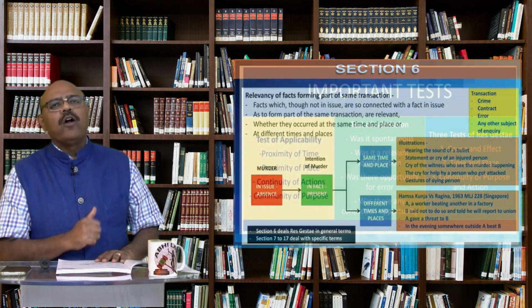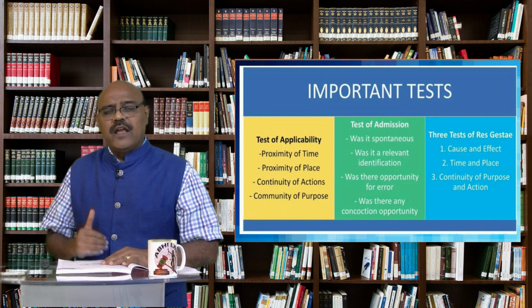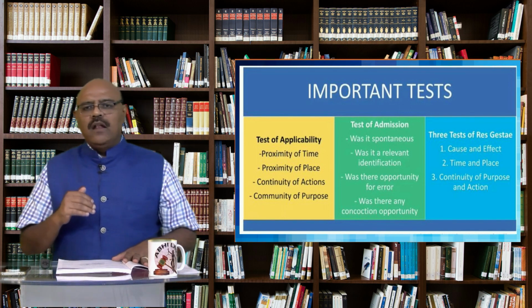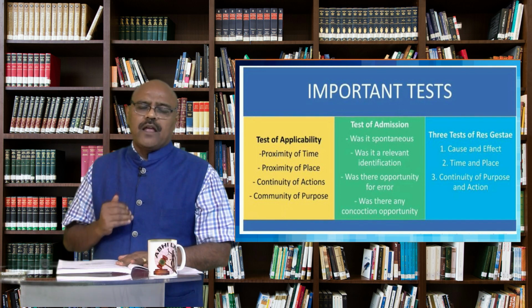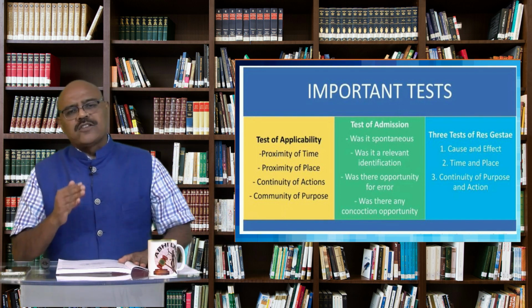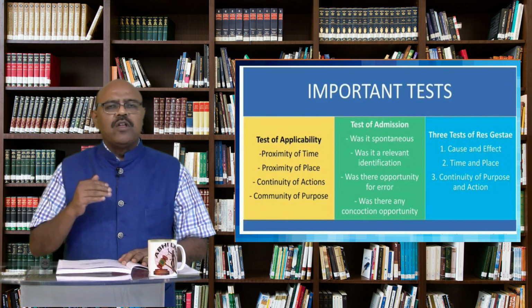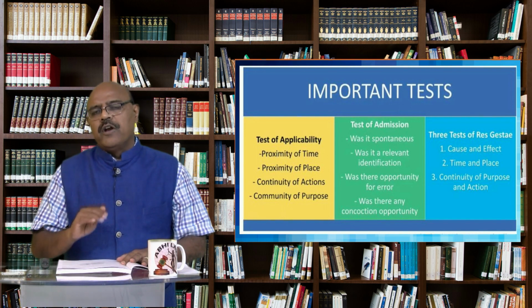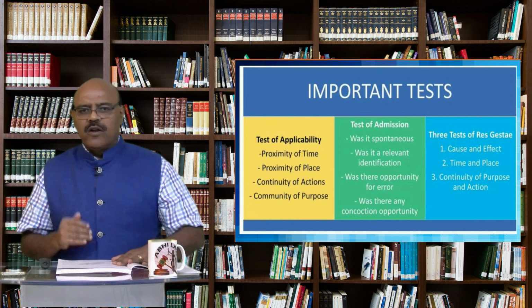Now there are certain important tests when we talk about res gestae. Test of applicability, test of admission, and another test of res gestae. What is the test of applicability? Number 1, proximity of time. Number 2, proximity of place, continuity of action, and community of purpose. Now, the test of admission. Was it spontaneous?